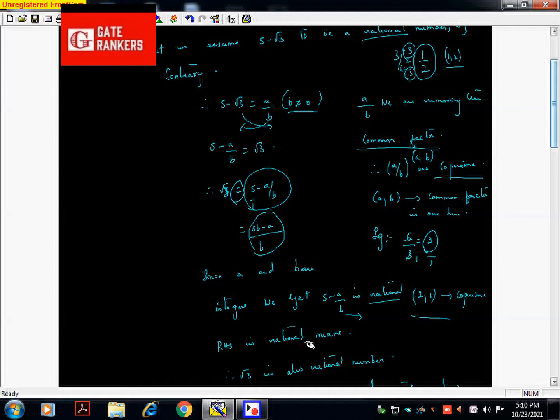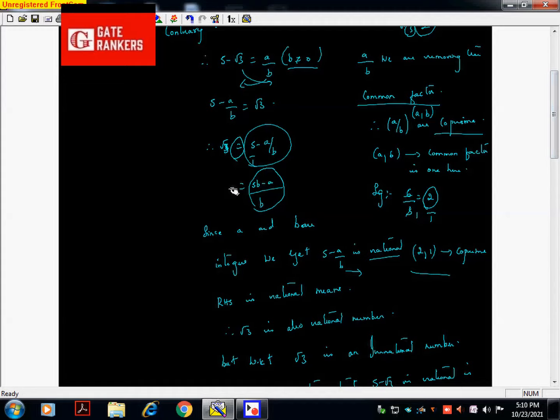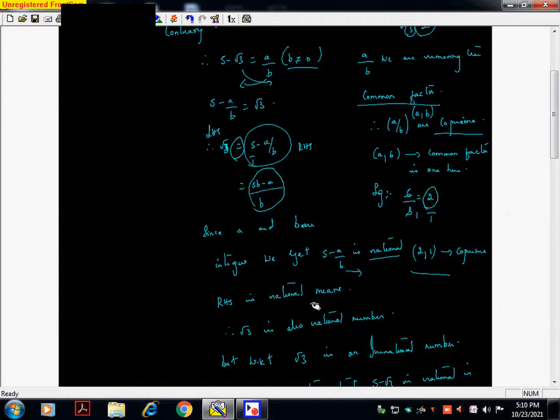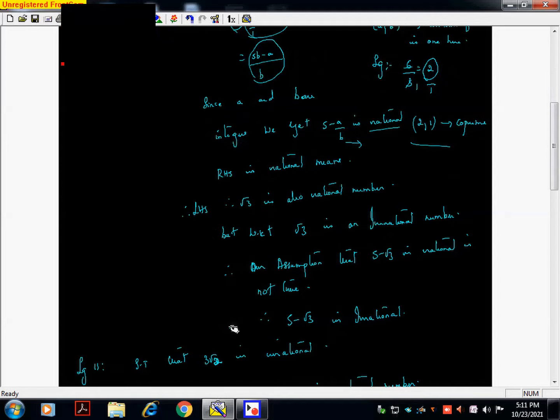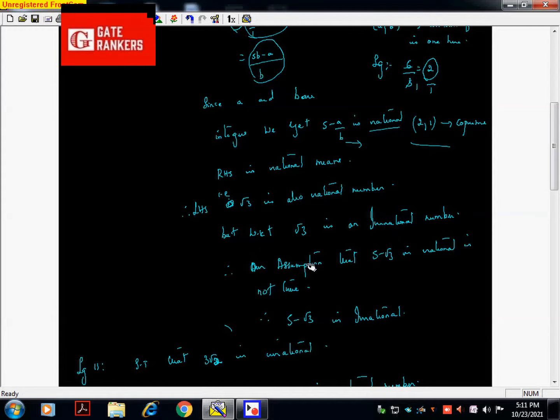So RHS is rational, means therefore root 3 is also rational, because this is LHS, this is RHS. So we are telling RHS is rational, means therefore LHS, that is root 3, is also a rational number. But we know that root 3 is an irrational number, we already proved that. Therefore our assumption that 5 minus root 3 is rational is not true. Therefore 5 minus root 3 is irrational.